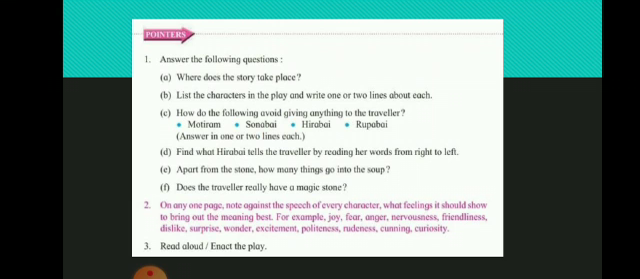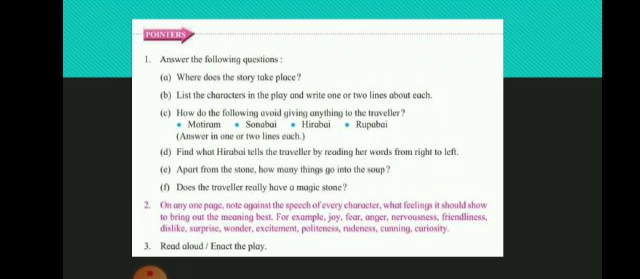Find what Hirabai tells the traveler by reading her words from right to left. What did she say? Children, have you any guesses? So, what she said: go away, no food, and no rest for anyone here. This is the correct form of what she said. Go away, no food, and no rest for anyone here.